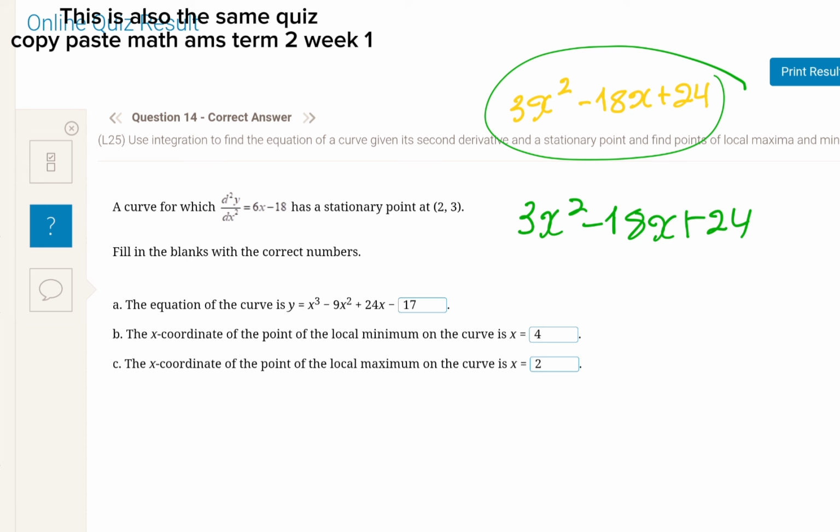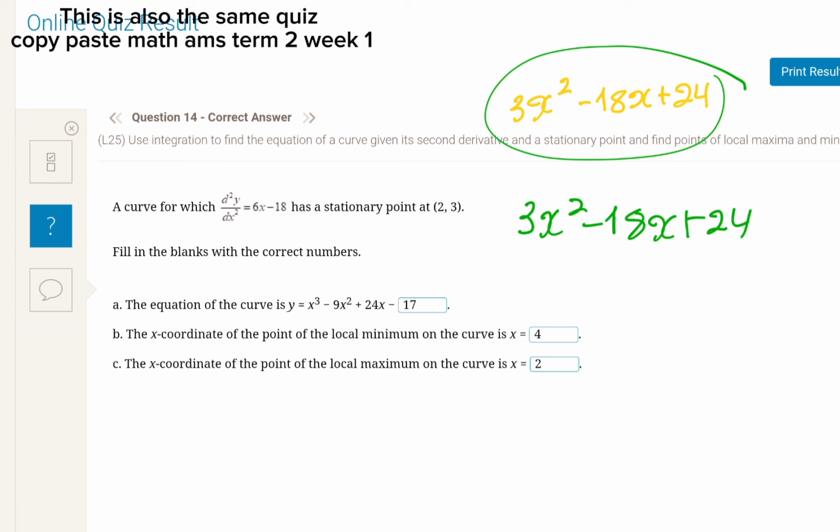So 2 and 4. If I substitute a number smaller than 2, I will get a positive answer. A number in between 2 and 4, I would get a negative answer. And a number greater than 4, I would get a positive answer. So this goes up, goes down, goes up. Means I have my local minimum at 4 and my local maximum at 2. Okay, so this is it for question 14. We'll move on to question 15.